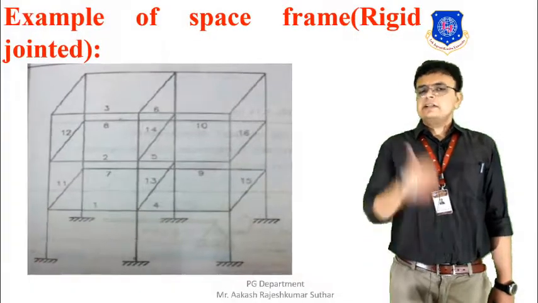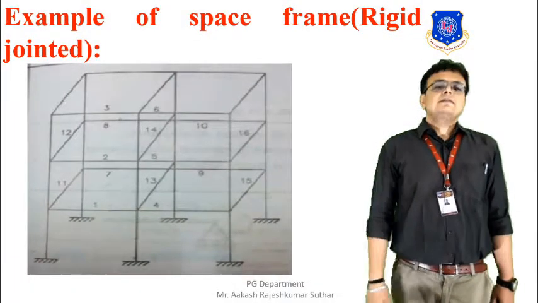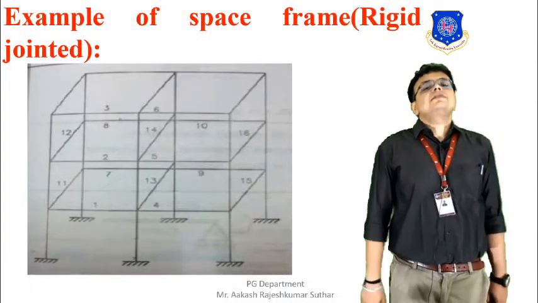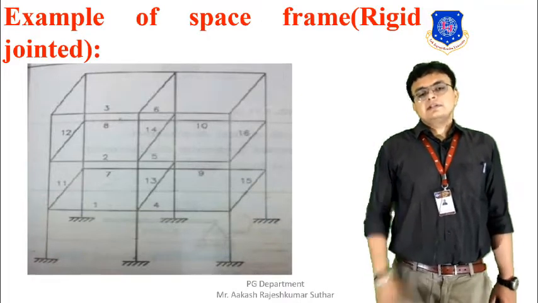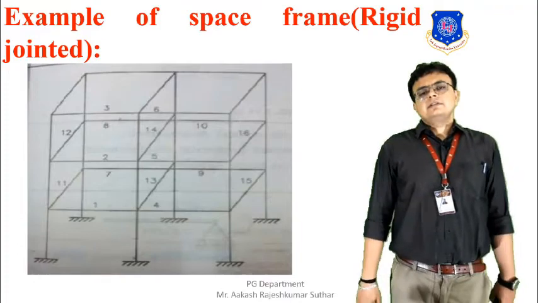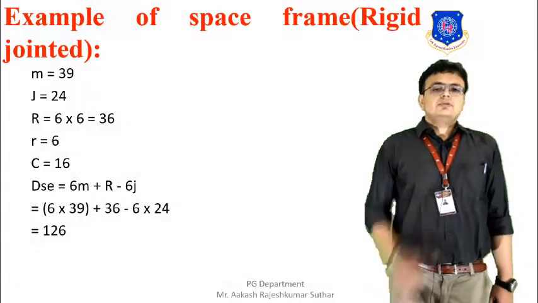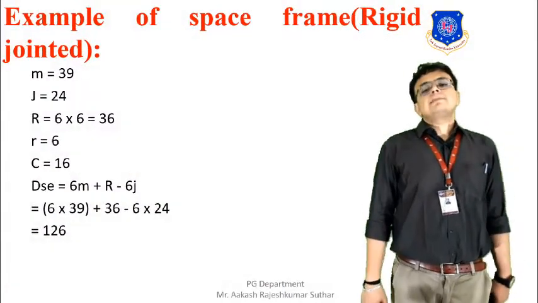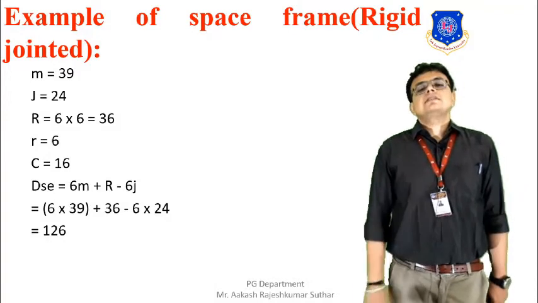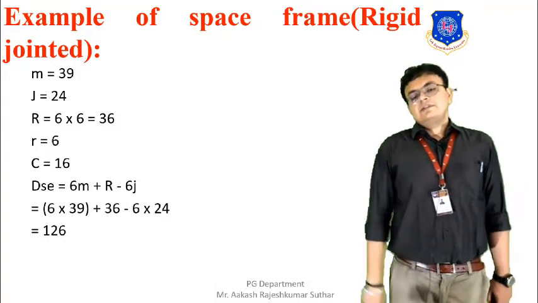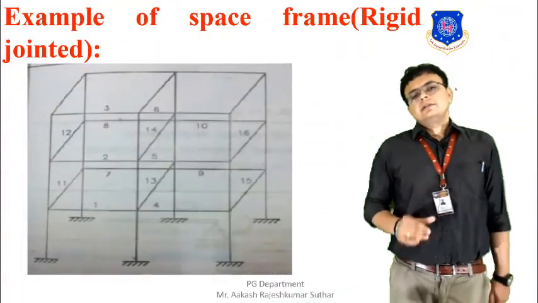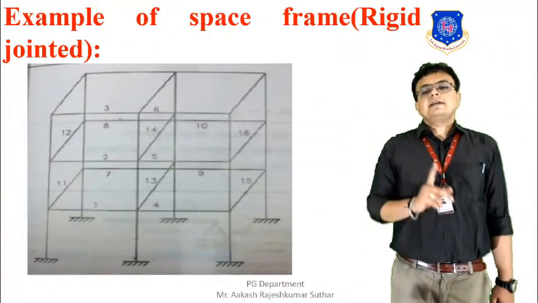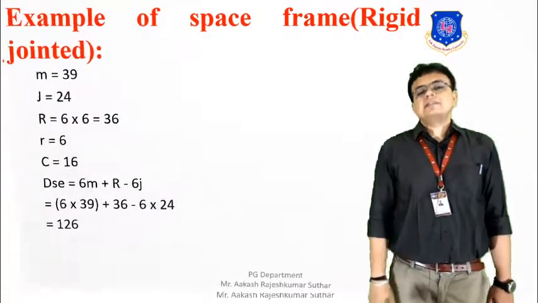Okay, so let's solve an example. Here you can see that there is a space frame. It has 6 supports. So let's solve it. First of all, you need to count the number of members in the frame. After counting all the members, I have found that there are 39 members.